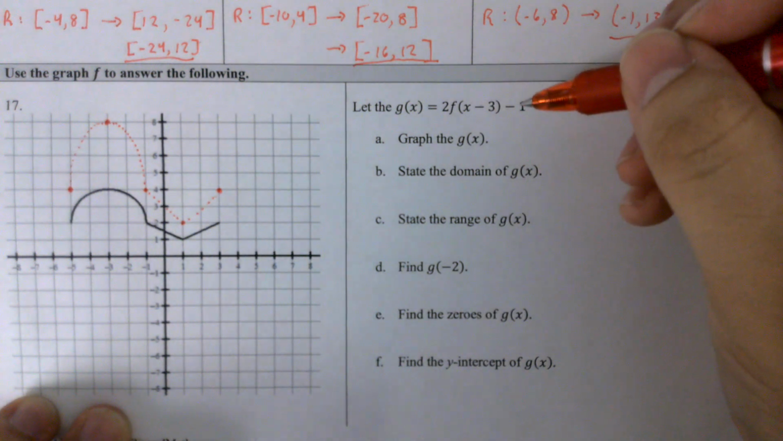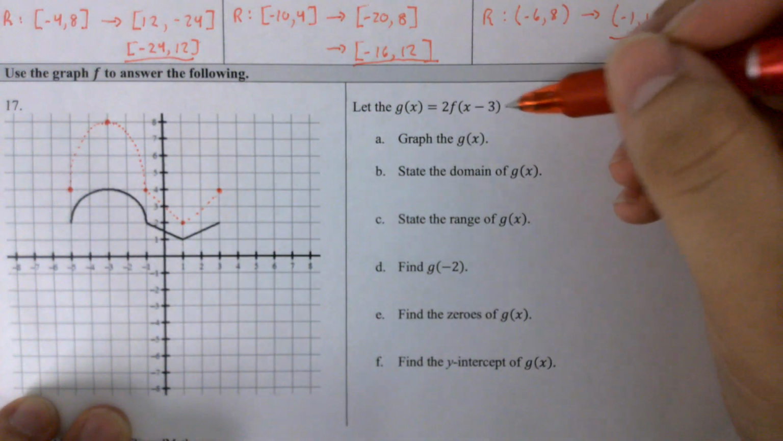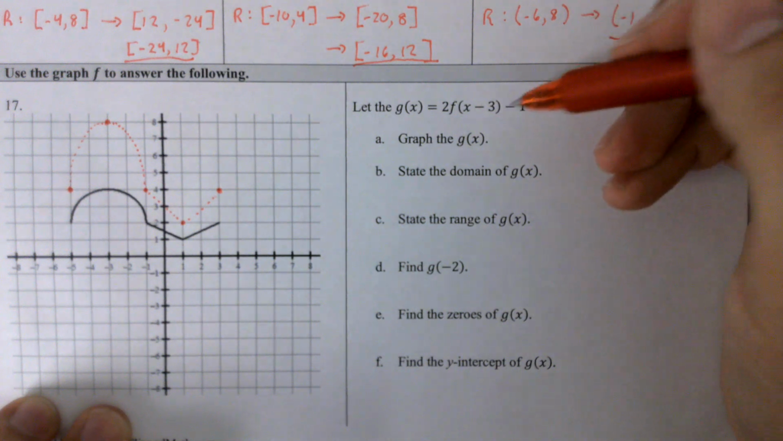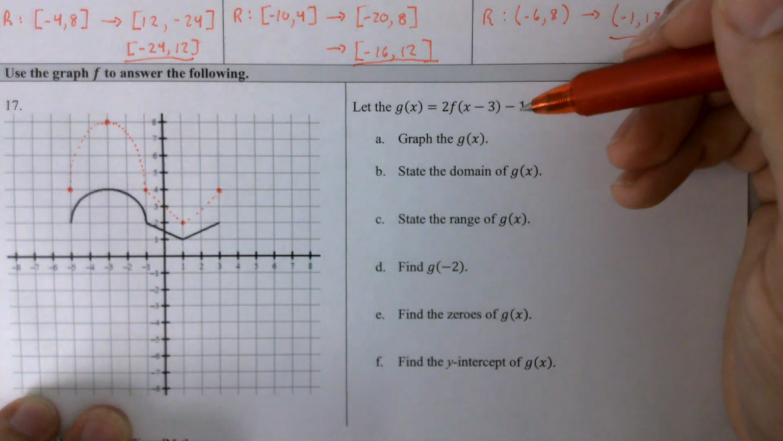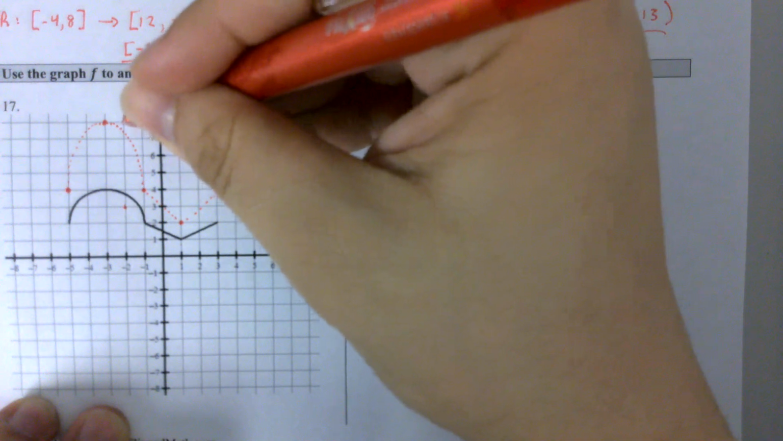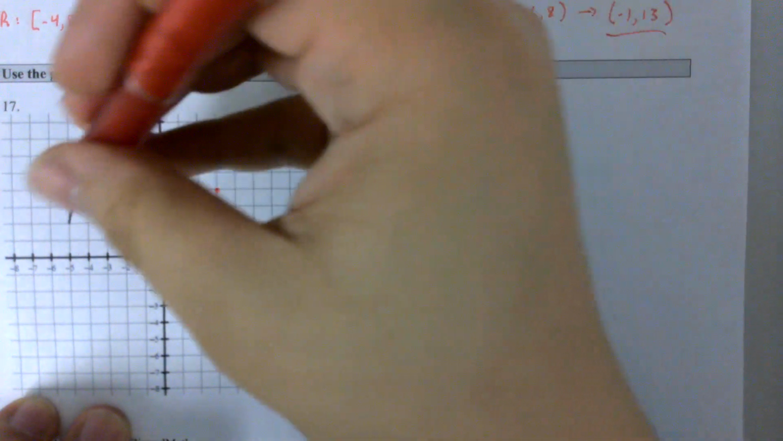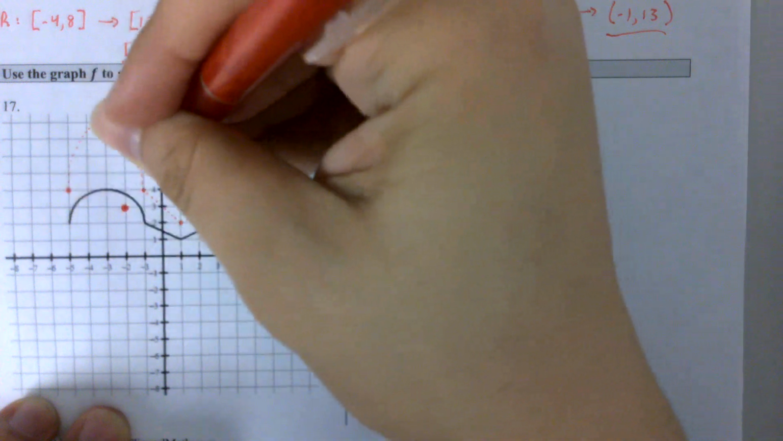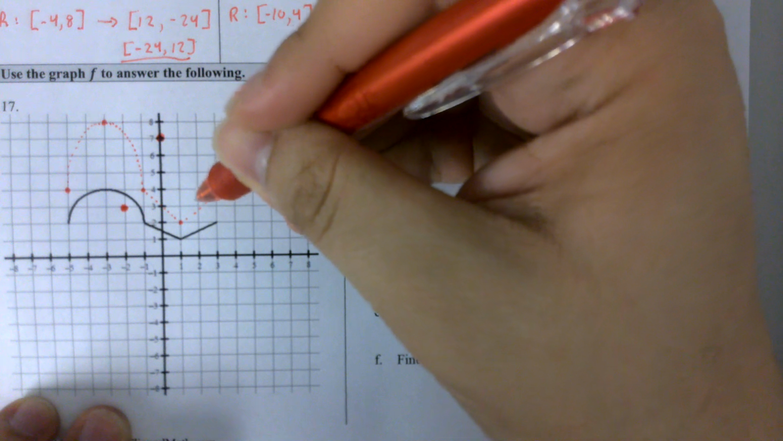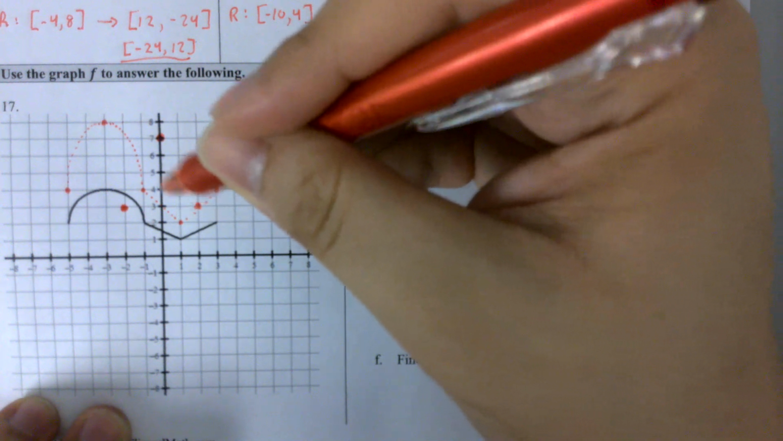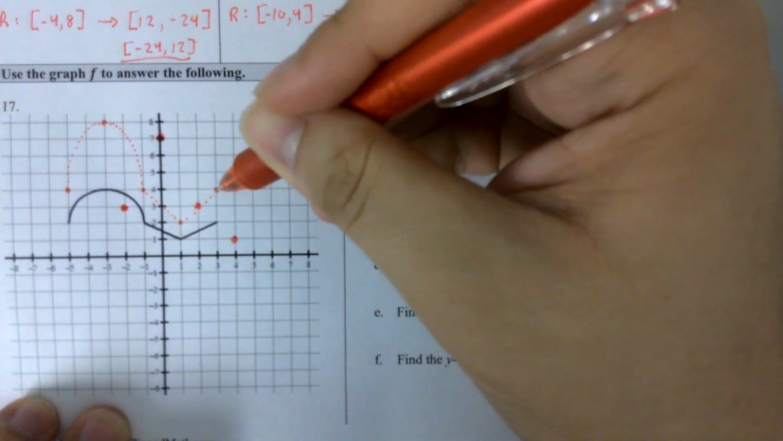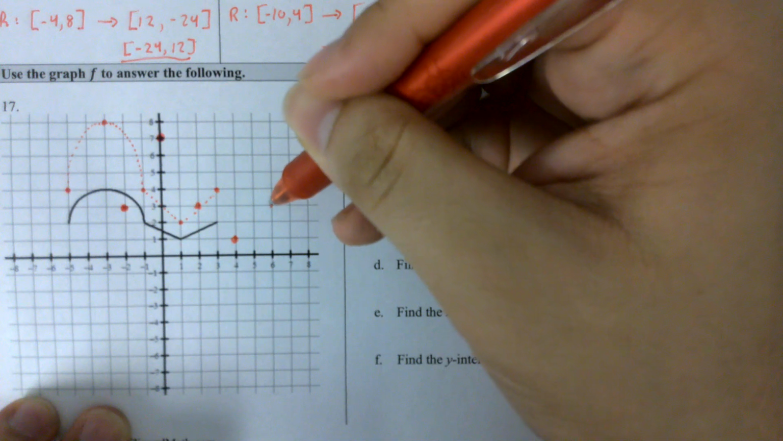Now the minus 3 is going to move our function to the right 3, and then the minus 1 is going to move it down 1. So all of these points I'm going to do that. Right 3, down 1. So 1, 2, 3, down 1. I'm going to use a large dot to distinguish it from the old points. This point, 1, 2, 3, down 1. This point, 1, 2, 3, down 1. And this point, 1, 2, 3, down 1.